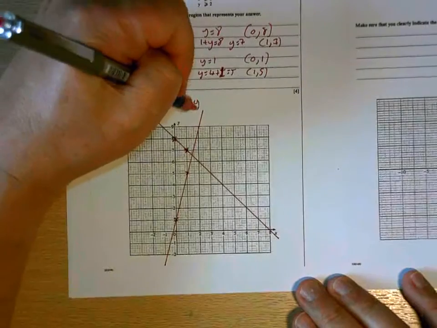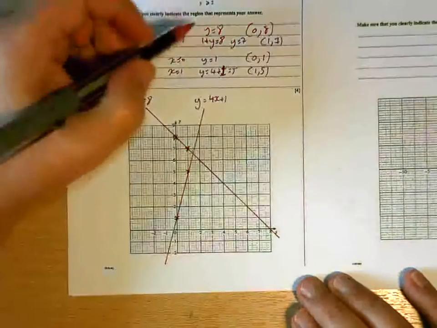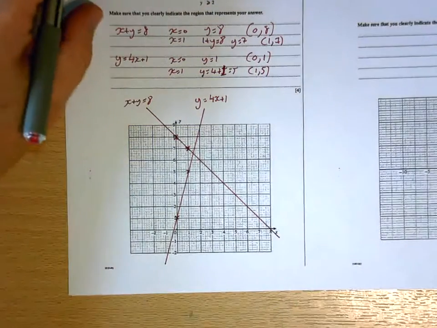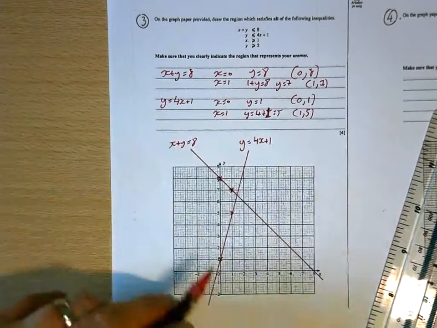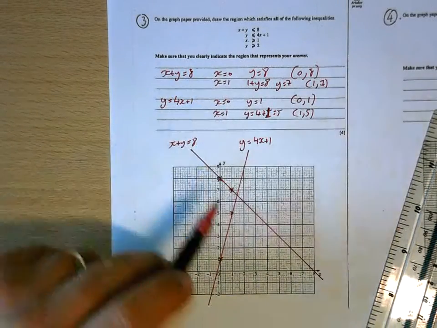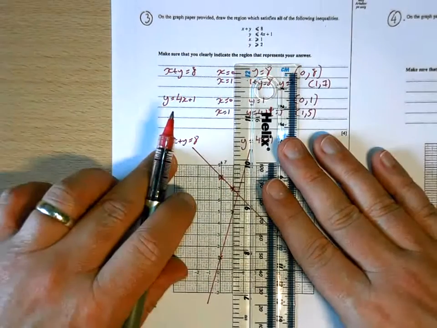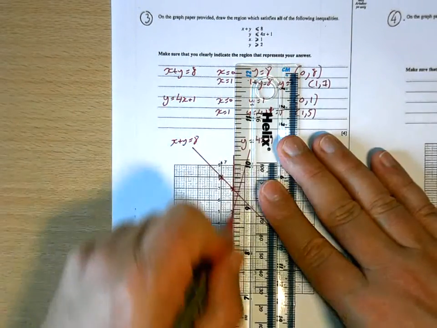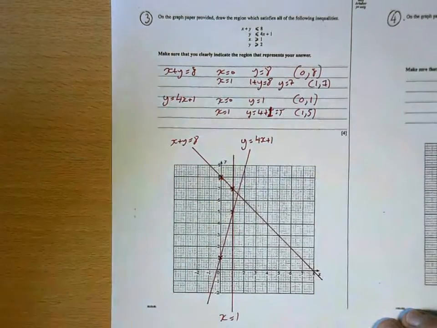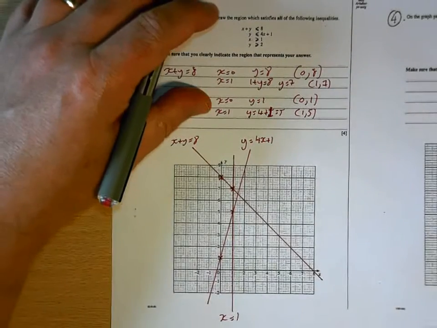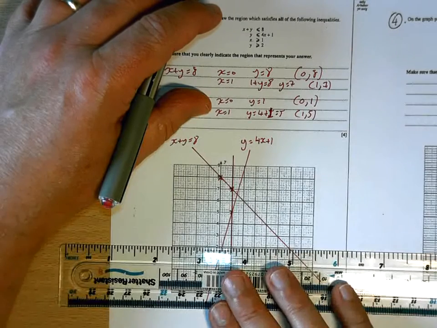Y equals 4x plus 1. Also, x must be greater than 1. So the line x equals 1, right? X equals 1 means the x coordinate is always 1, which is a vertical line going through 1. So that's x equals 1. And y is bigger than 2. The y coordinate must always equal 2 would be this line.